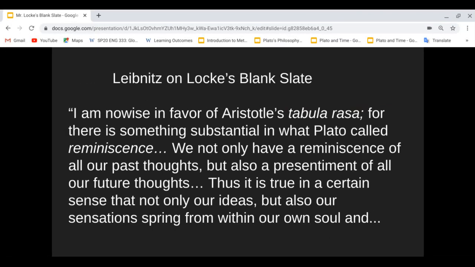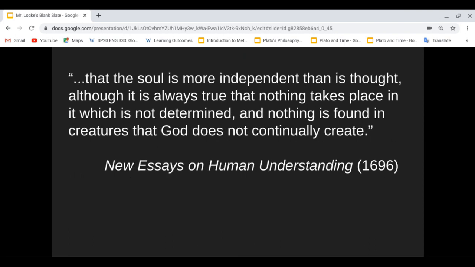He's going to say, "I am nowise in favor of Aristotle's tabula rasa, for there is something substantial in what Plato called reminiscence. We have not only a reminiscence of all our past thoughts, but also a presentiment of all our future thoughts. Thus, it is true in a certain sense that not only our ideas, but also our sensations spring from within our soul, and that the soul is more independent than is thought, although it is always true that nothing takes place in it which is not determined, and nothing is found in creatures that God does not continually create."